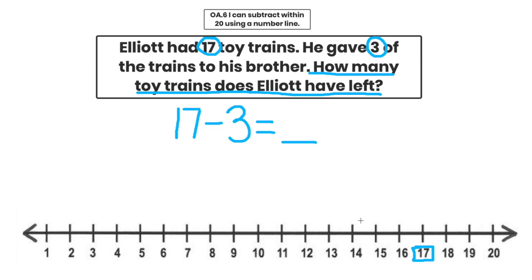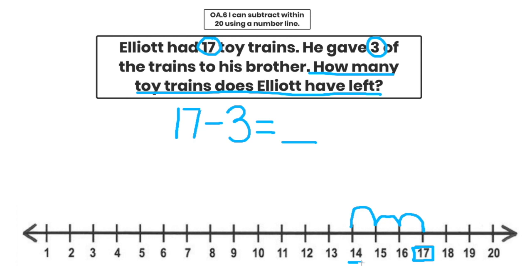But now, how many hops should we make? Well, if I look at my equation, I know I started at 17 and I'm hopping backwards 3 times. So I'm going to start here at 17 and I need to hop back 3 times. Whatever number I land on will be my answer or the difference. So watch as I hop back 3 times. 1 hop, 2 hops, 3 hops. I have landed on 14.